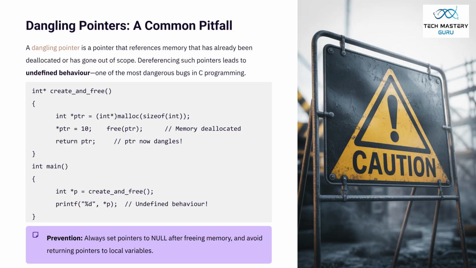Dangling pointers are a common and dangerous pitfall in C, occurring when a pointer references deallocated or out-of-scope memory. Dereferencing them leads to undefined behavior. To prevent this, always set pointers to null after freeing memory and avoid returning pointers to local variables.